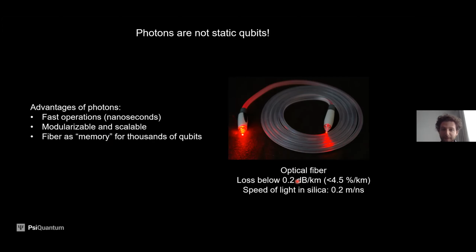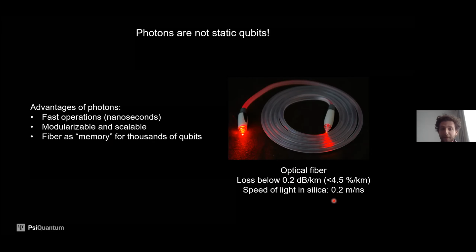Commercially available optical fiber features transmission loss below 0.2 dB per kilometer. So what this means in concrete terms is that if a photon enters a 1 kilometer long optical fiber, there's a greater than 95% chance of it exiting the fiber 5 microseconds later. Speed of light in fiber is a bit lower than in vacuum, 0.2 meters per nanosecond. So it takes 5 microseconds to go from end to end. Turns out that such loss rates are low enough for quantum error correction.